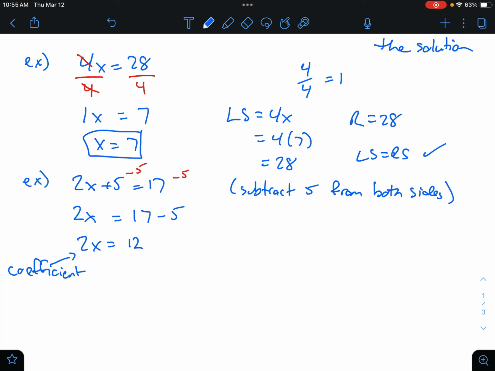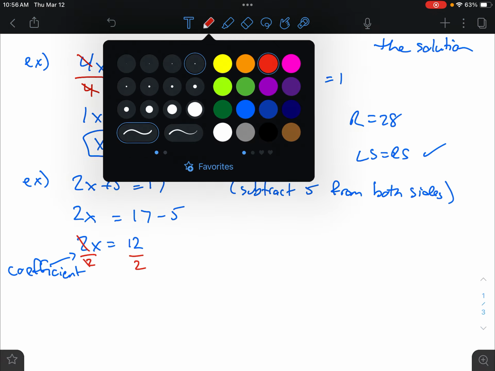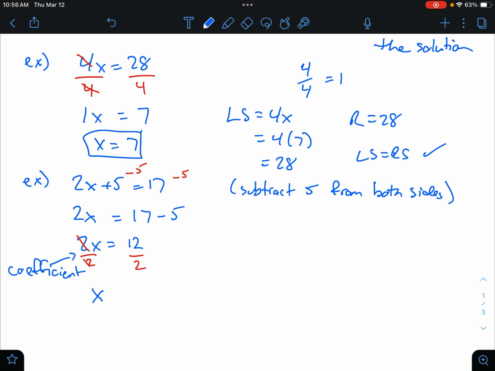That 2, I need to remove it or get rid of it somehow. And you can't do it by just subtracting. You can't just go, minus 2 on both sides. Because it's 2 times x, the way we get rid of it is we have to divide by 2. So we're going to divide this by 2. And if I do it on the left side, I got to do it on the right side too. What ends up happening is these 2's cancel out, giving me 1, which gives me just x. And the right side ends up being 6, because 12 divided by 2 is 6.